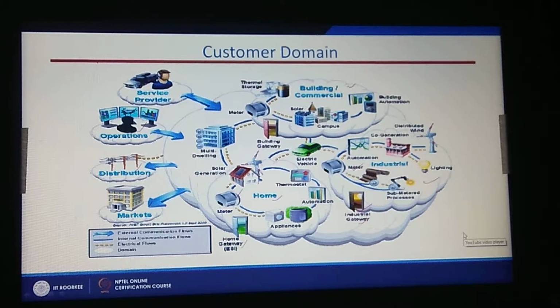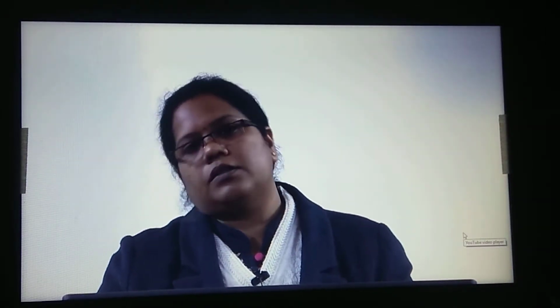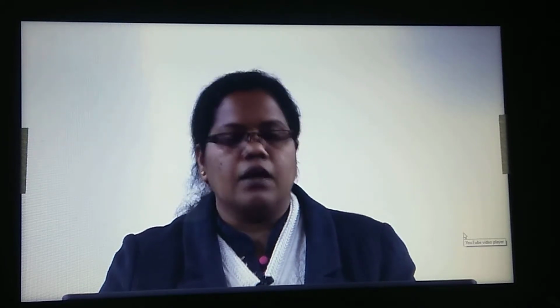And as far as the definition of the smart grid is concerned, the major part of the smart grid system is the communication system, the communication network. A dedicated communication system is very, very essential for flow of the data from one customer end to another customer end, or maybe from one part of the smart grid network to the other part of the smart grid network.